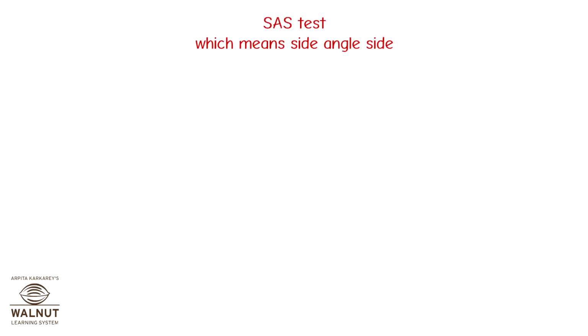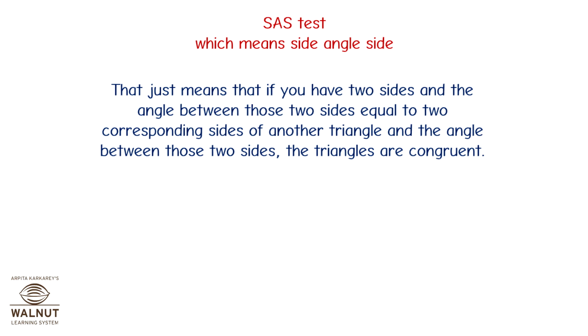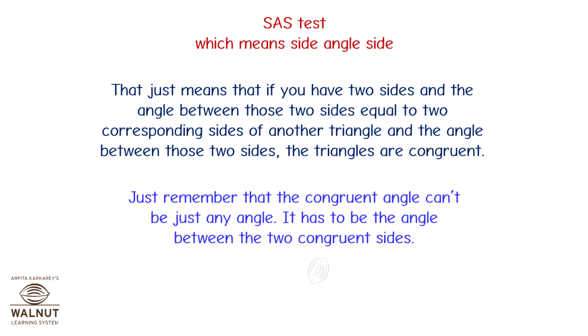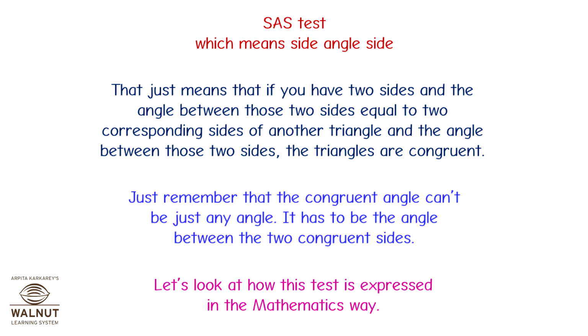Now, let us look at the SAS test. You already know that SAS means side angle side. That just means that if you have 2 sides and the angle between those 2 sides equal to 2 corresponding sides of another triangle and the angle between those 2 sides, the triangles are congruent. Just remember that the congruent angle can't be just any angle. It has to be the angle between the 2 congruent sides. Let's look at how this test is expressed in the mathematics way.